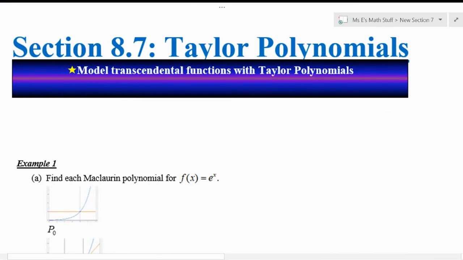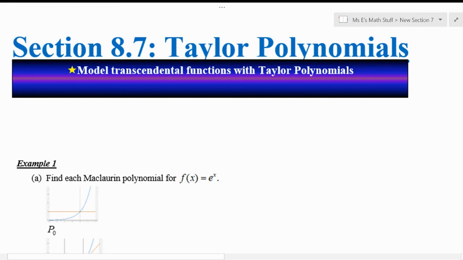All right, so let's take a look at example 1. If you didn't catch the title in the previous part of this video, go ahead and label that section 8.7 is called Taylor polynomials. As I mentioned before, the goal for this lesson is to model transcendental functions with what's called Taylor polynomials. And what I've done for example 1 is break down what you saw in the previous video into stages, and then I'll use this to introduce the notation.